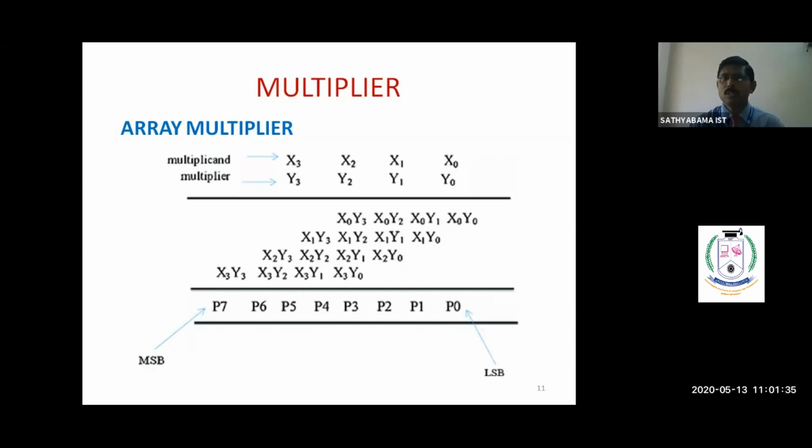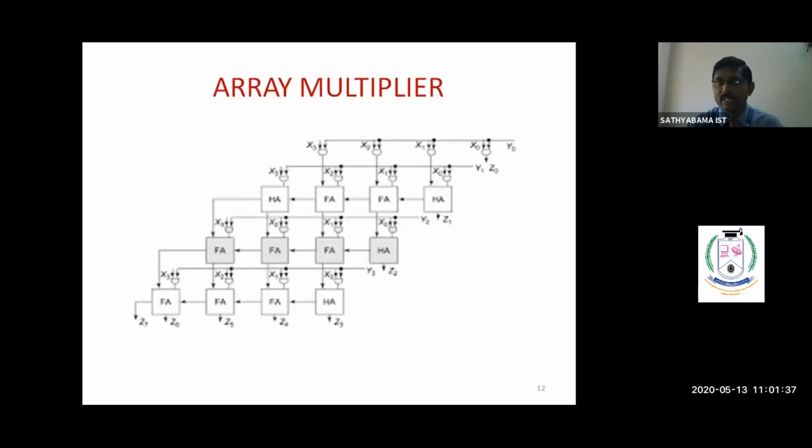So this is the architecture for array multiplier. Here the multiplication we are going to perform with AND gates. Then the addition after the multiplication, that addition we are going to make for 2 bits by using a half adder. Then this carry is going to go into the next stage.